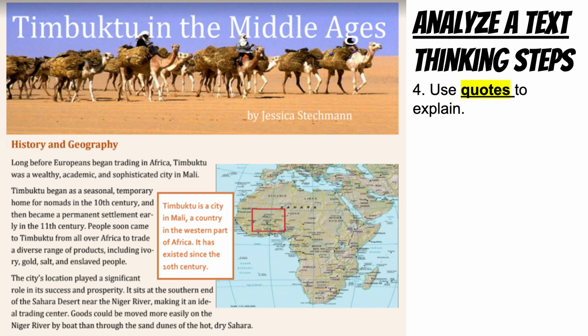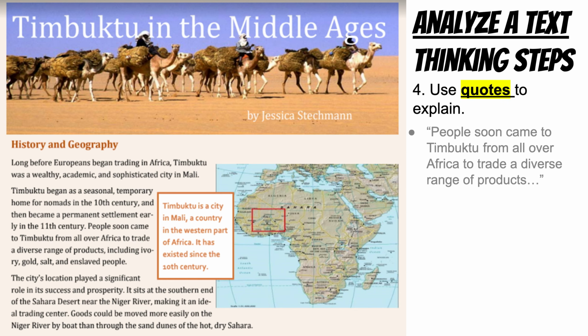Finally, we've got to use some quotes to explain our thinking. In paragraph 2, the author discusses the importance of trade when she says, "People soon came to Timbuktu from all over Africa to trade a diverse range of products." Now we have to find a good quote that explains the importance of its geography. The author develops this idea in paragraph 3 when she says, "Goods could be moved more easily on the Niger River by boat than through the sand dunes of the hot, dry Sahara."